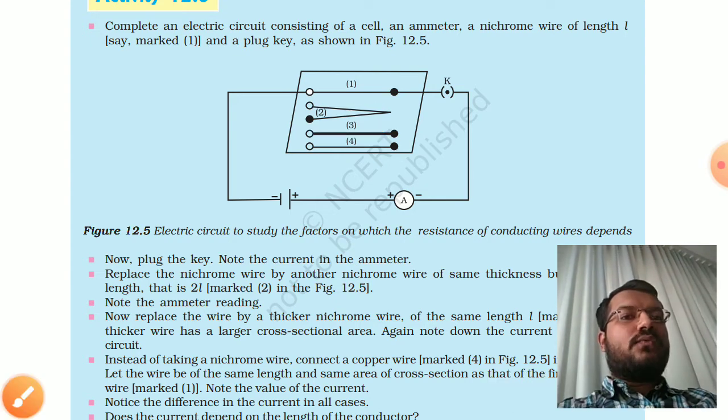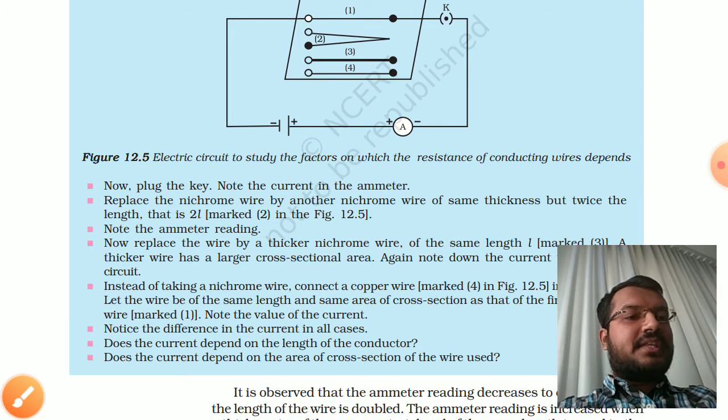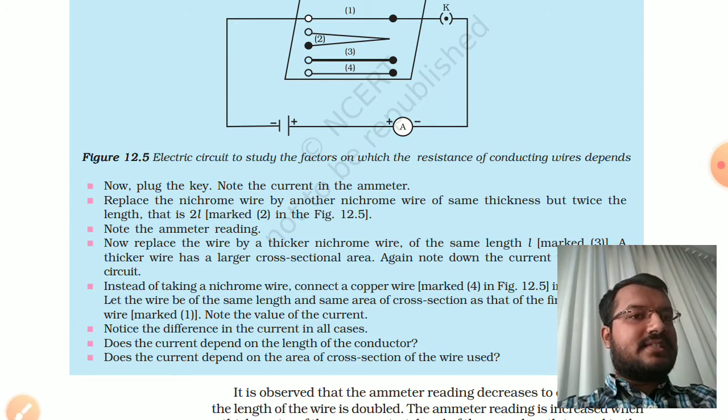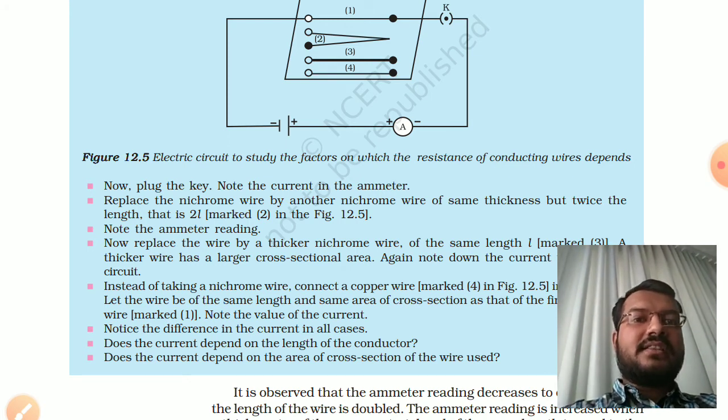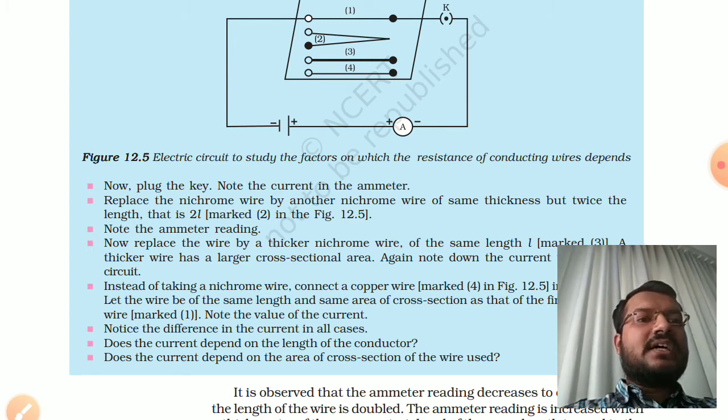The thickness of the nichrome wire will be the same, only the length will be double. They take twice the length of the nichrome wire used previously, and then mark the ammeter reading. What is nichrome wire? Nickel plus chromium. It is a type of alloy. It is not only nickel or only chromium, it is a mixture of those two metals, so it is called an alloy of nickel and chromium, which is called nichrome wire.